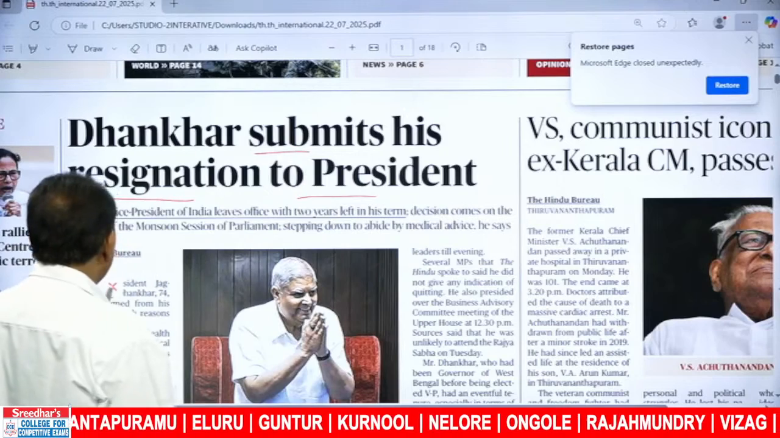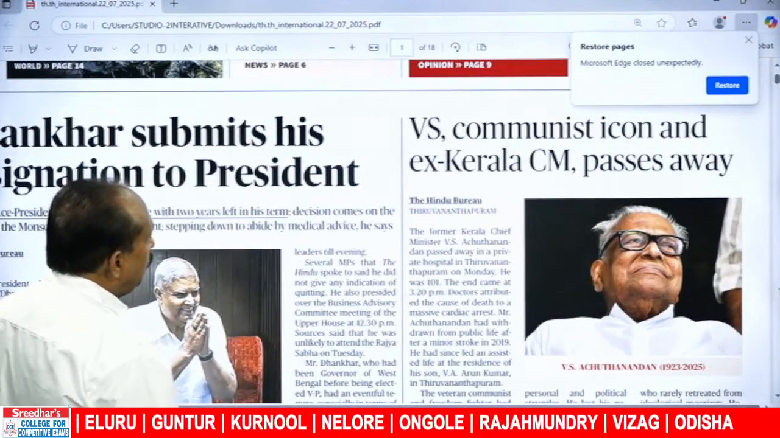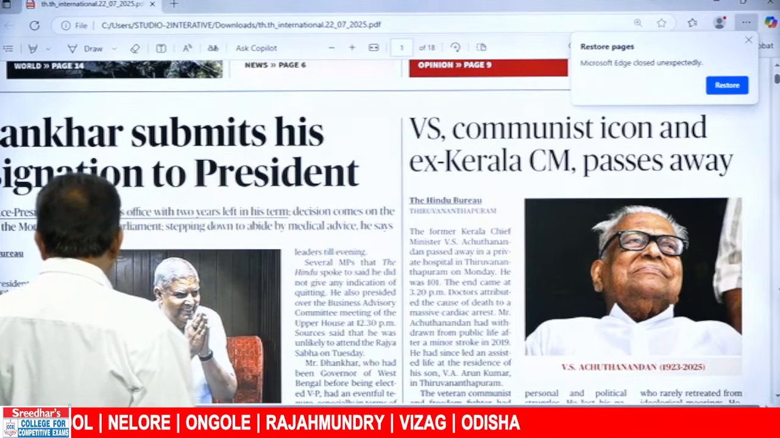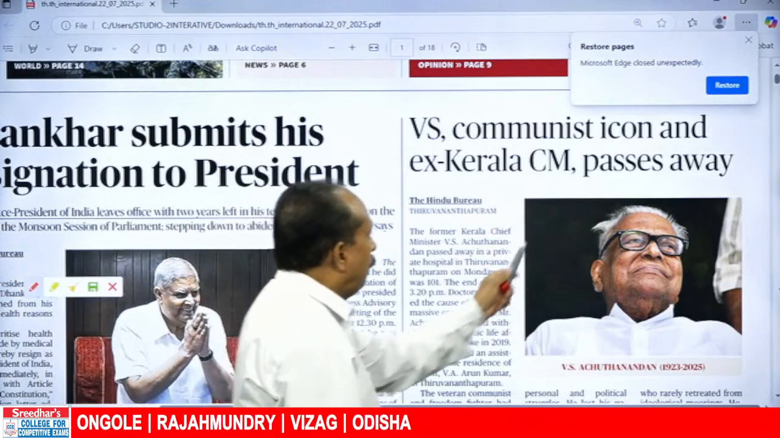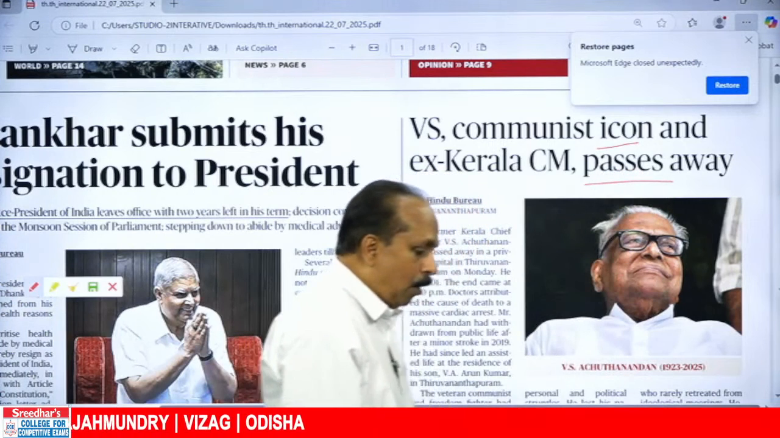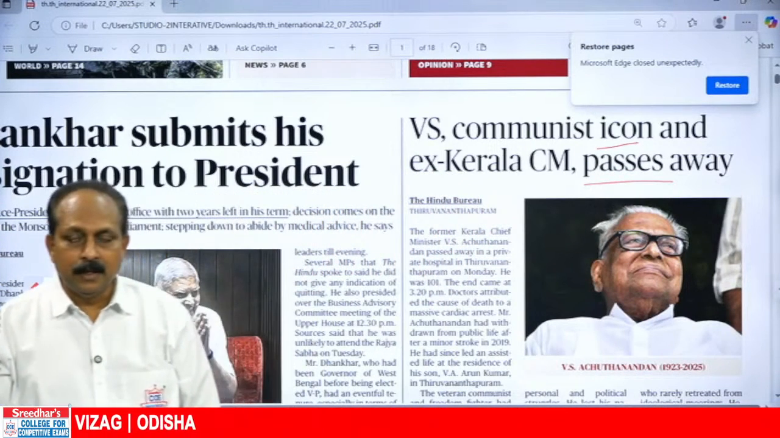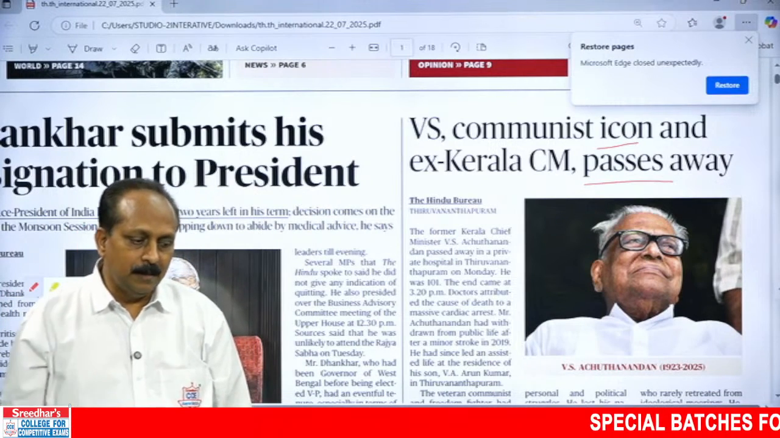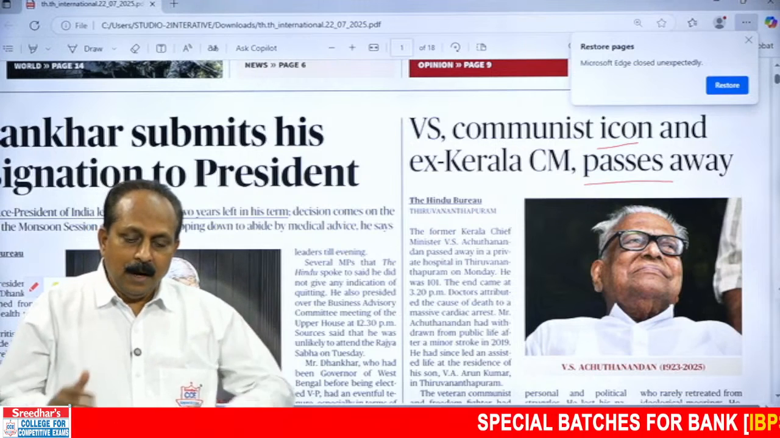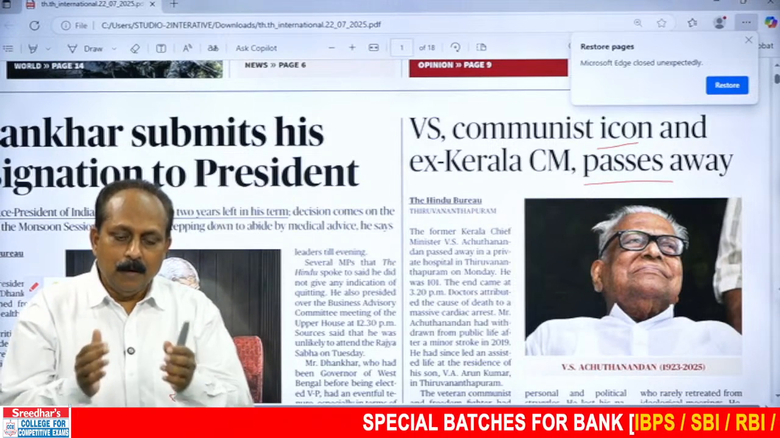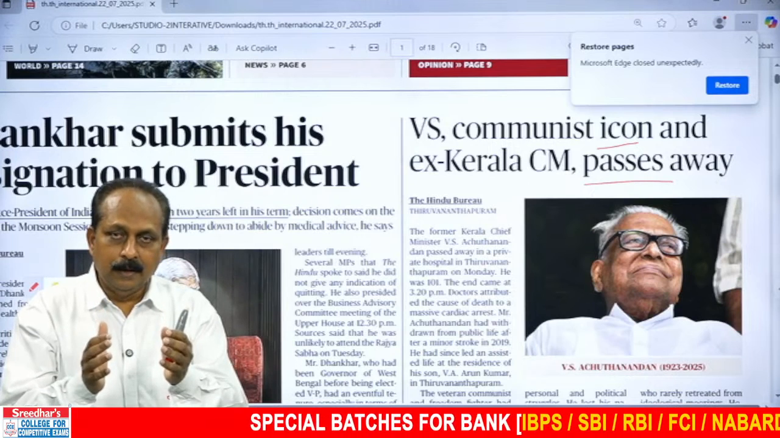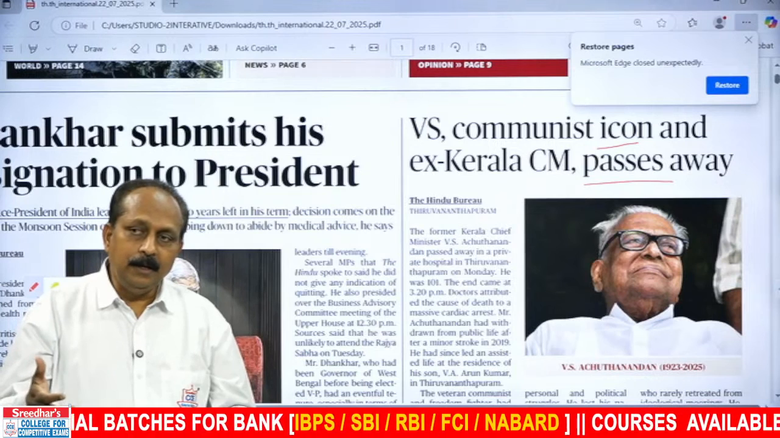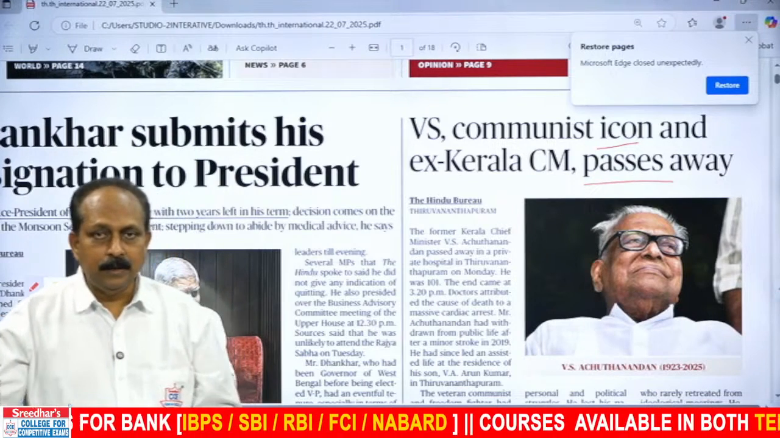Coming to the next snippet, VS communist icon and ex-Kerala CM passes away. There are two words here. One, you are all familiar. Passes away, phrasal verb. Icon. Icon means someone who is considered a role model. Role model, icon, idol, they all mean the same. But idol has another meaning. At the time of Vinayak Chaturthi, we buy Lord Ganesha's idol. The small thing is called idol. One meaning goes with religion. Here, idol, role model, icon, they all mean the same.